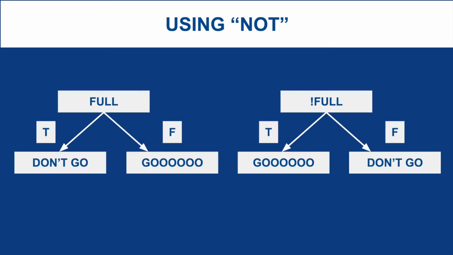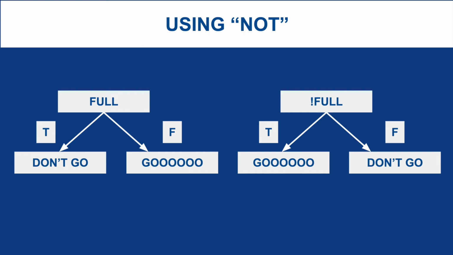So here we have two decision trees. On the left is how we've been doing it traditionally, and on the right is how we're going to do it today. On the left, you can see the tree where you have full without the exclamation point. If it is true that we are full, then we don't go. If it is false that we are full, then we go, meaning that we're hungry. The one on the right is actually the exact same thing, except that we've flipped it a little bit. What I mean by that is we put an exclamation point in front of the full.